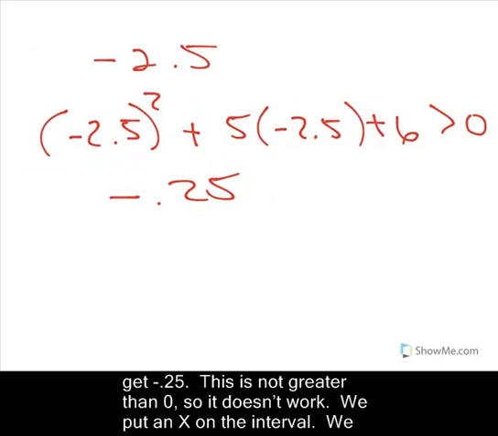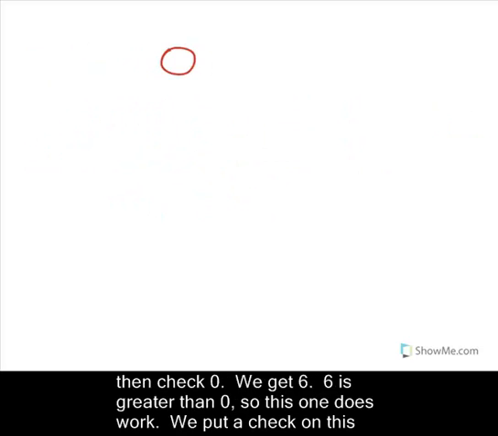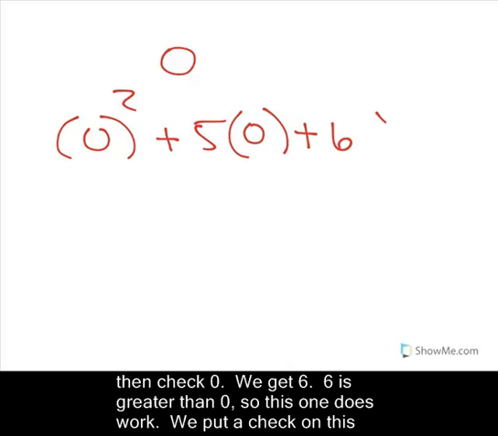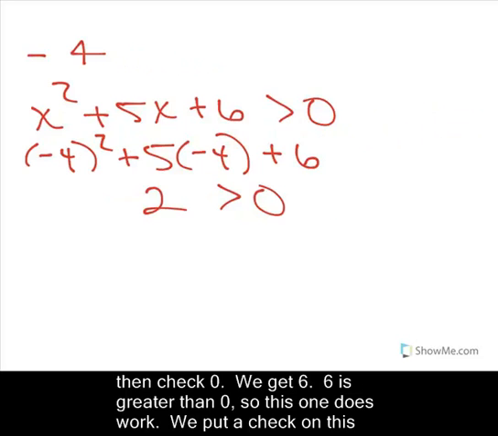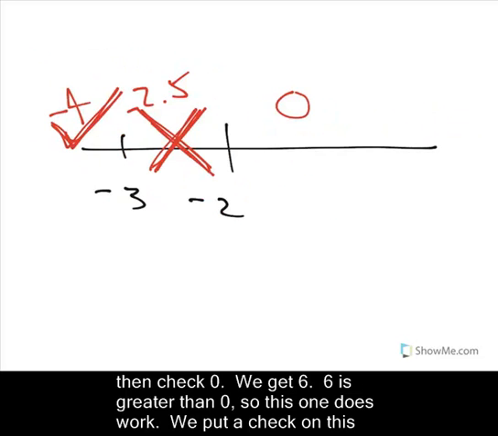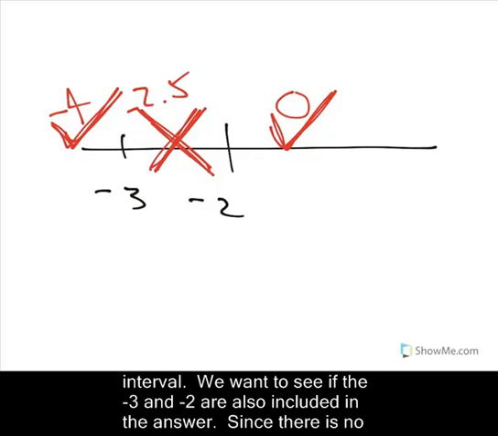I'm going to go back now, and we're going to test 0. We're going to put 0 in there, plus 5 times 0, plus 6, and we want to know if that is greater than 0. So this is 0 plus 0 plus 6. And 6 is greater than 0. So let's go back to our interval. That one works. We've got to decide now if that -3 and -2 is included in our interval.